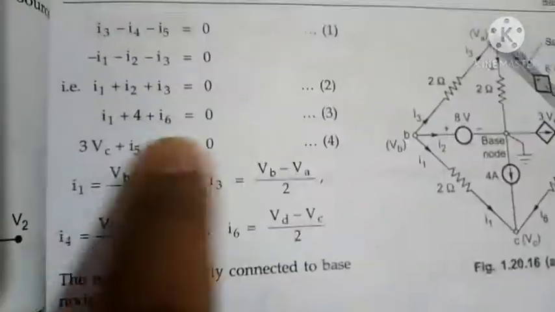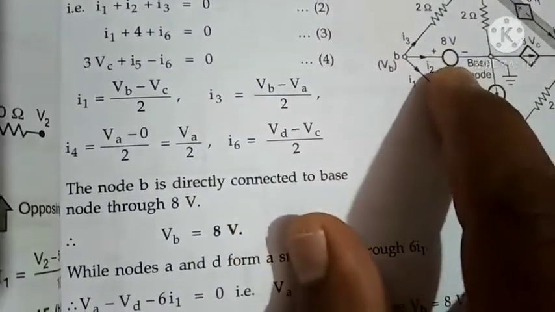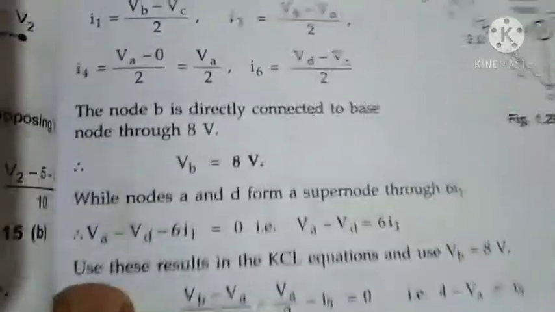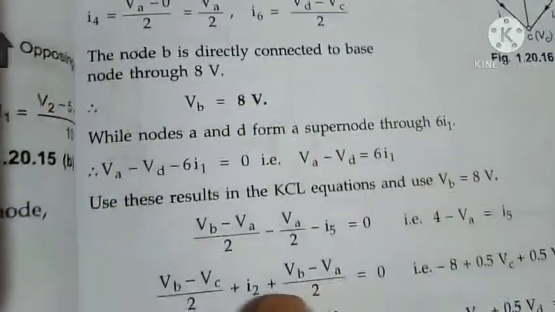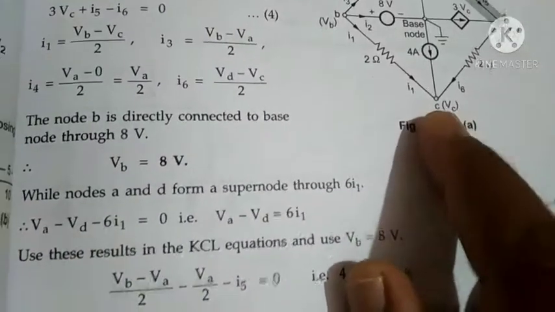Okay, so now what are the values we know? Just substitute those values and try to simplify. We got the value of VB equal to 8 because it is an ideal voltage source. After substituting all these things, we get one equation. Now we'll apply the node analysis for this.